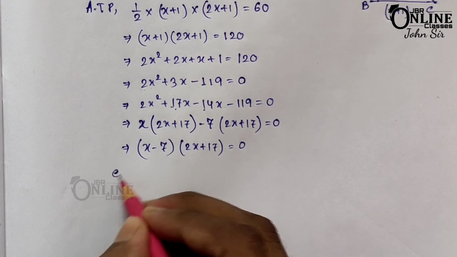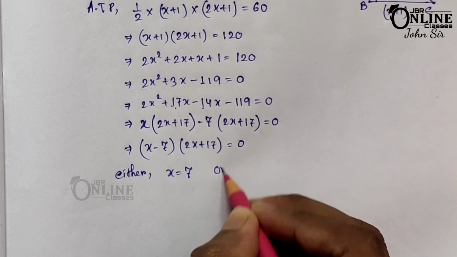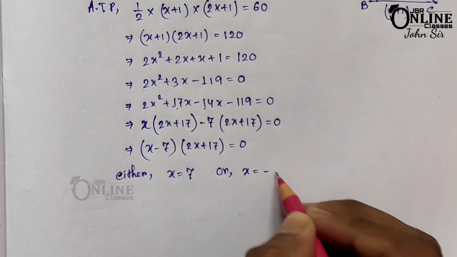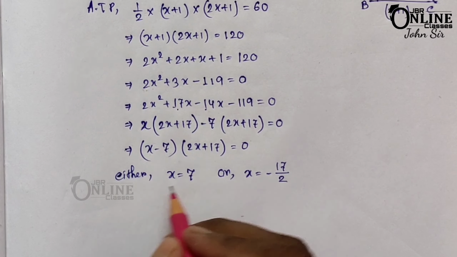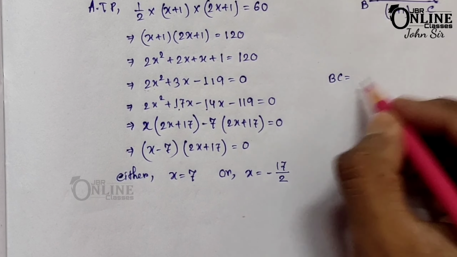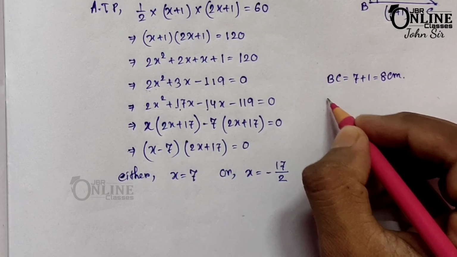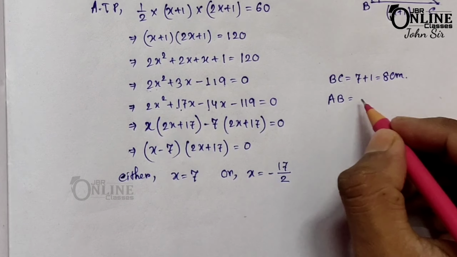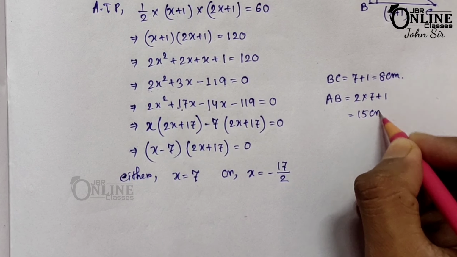So either x equals 7 or the second one, x equals minus 7 by 2. Okay, and which is not possible, that means x equals 7. Okay, so BC equals 7 plus 1 that equals 8 centimeter and AB equals 2 into 7 plus 1, that means 15 centimeter.